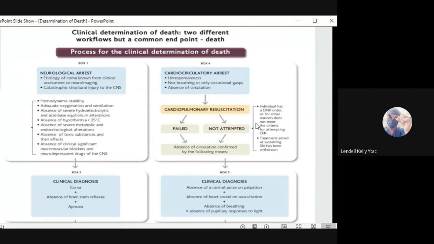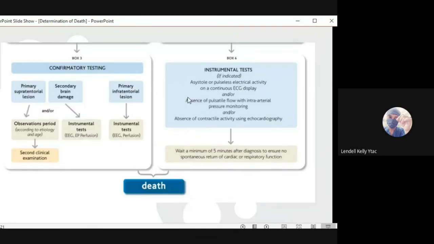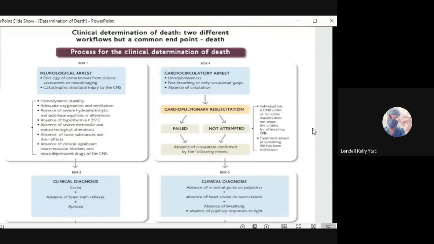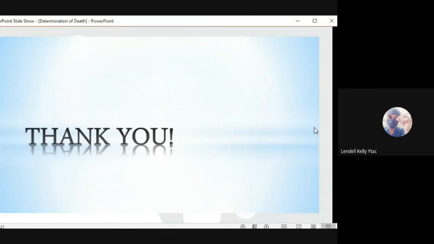But in our local setting, most likely we are using the cardiocirculatory arrest as our way to determine if a person is dead or not. Kasi sa neurologic arrest, wala tayong EEG dito. Wala tayong electroencephalograph and wala tayong mga expert in terms of physicians that are expert on neurology. So that's it, guys.